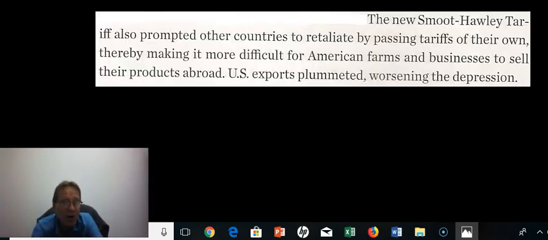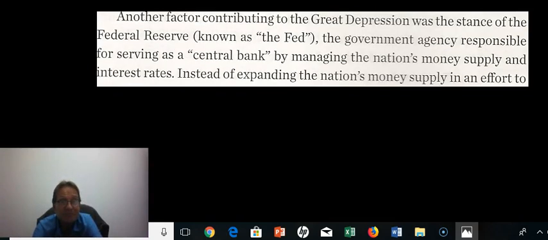The new Smoot-Hawley tariff also prompted other countries to retaliate by passing tariffs of their own, thereby making it more difficult for American farms and businesses to sell their products abroad. U.S. exports plummeted, and that worsened the Depression.